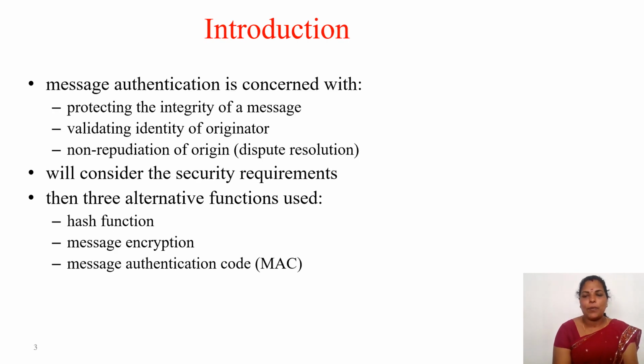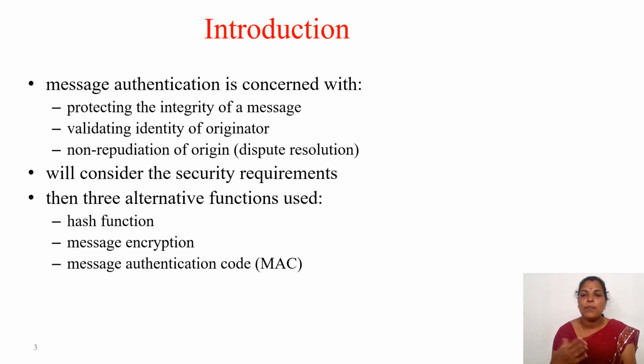So what is the need for message authentication? So far we have studied many security elements like confidentiality and integrity, then authentication comes into the picture. So what is the need for that? In order to protect the integrity of the message, we need message authentication. Here, we are validating the identity of the originator, from where the message was received, whether we have received it from the correct sender or not. Likewise, we have to verify the integrity of the message. Also, we have to avoid repudiation, that is non-repudiation of origin, that is dispute resolution.